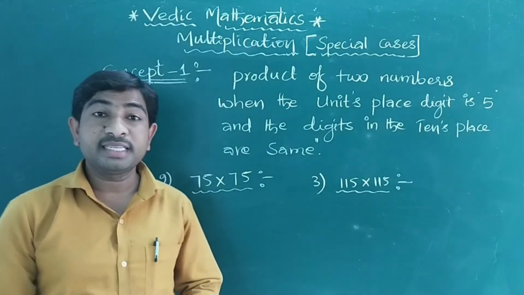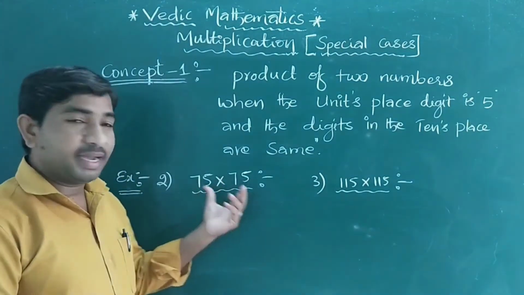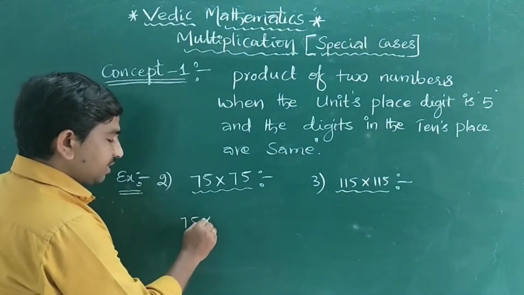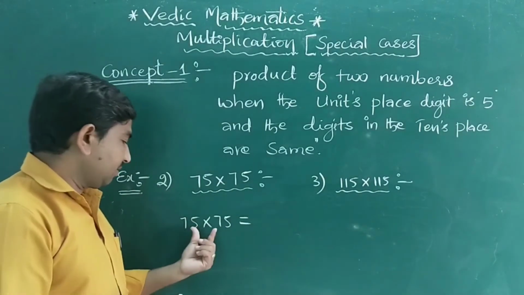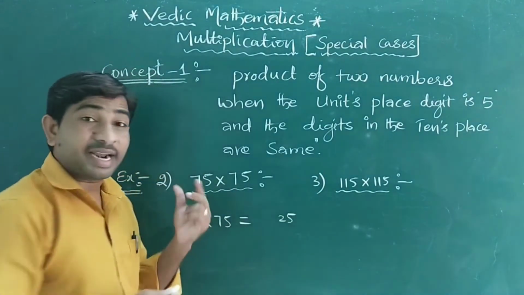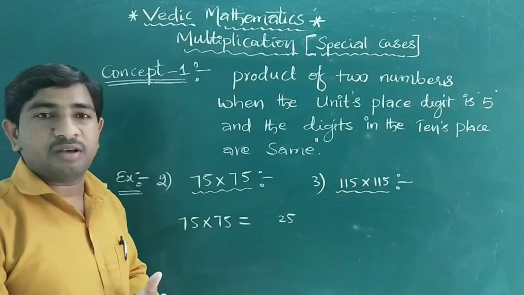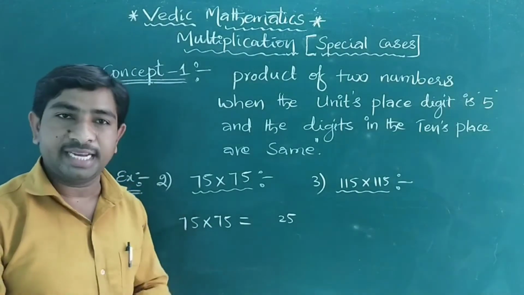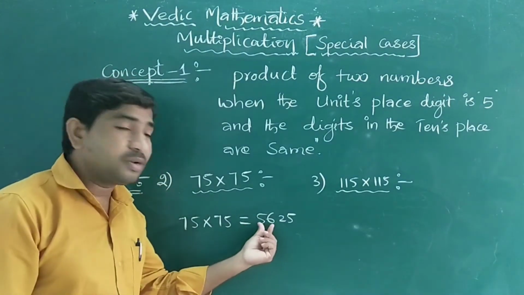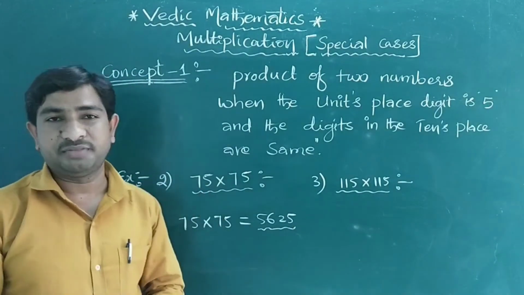Now let us see one more example, 75 into 75. How can we multiply this by the special case method? First, multiply the units place digits: 5 5s are 25. This is the right part of the answer. Next, the tens place digit is 7, and its next number is 8. Multiply 7 and 8, which is 56. This is the left part of the answer. So the final answer is 5625.